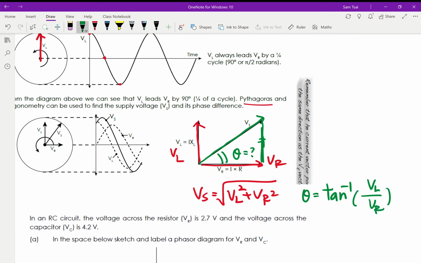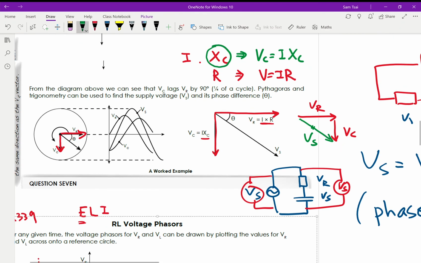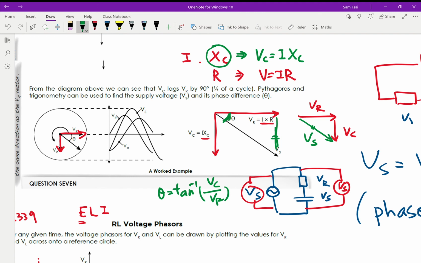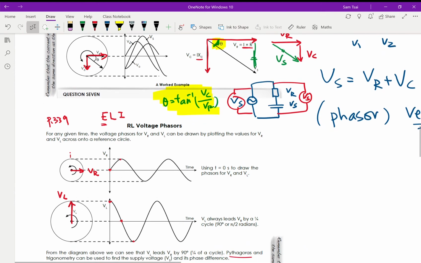Similarly, I didn't do it here, but we can do it here as well. What is the angle for this one? Opposite here is VC, so theta will be arctangent of VC over VR. The angle is here. Probably highlight this one, and the theta is here. So this is the phasor for RL and RC.